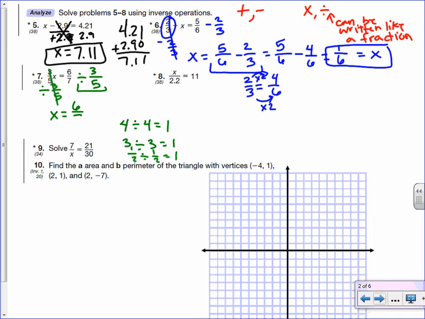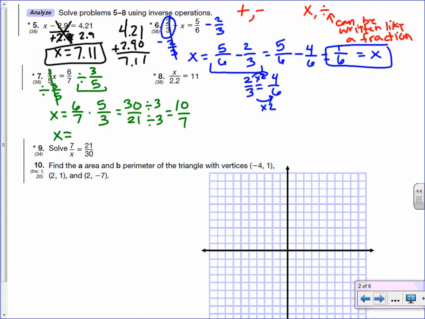So I have 6/7 times the reciprocal of 3/5, which is 5/3. 6 times 5 is 30. 7 times 3 is 21. Both of those have a factor of 3 in them, which gives 10/7, which then could be 1 3/7.